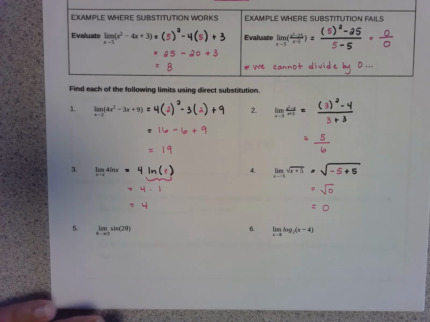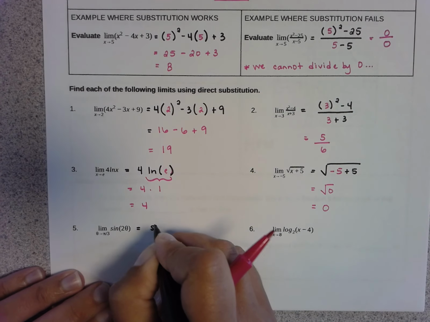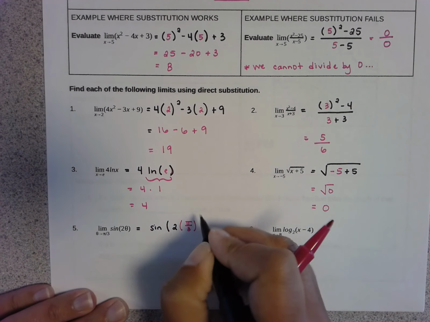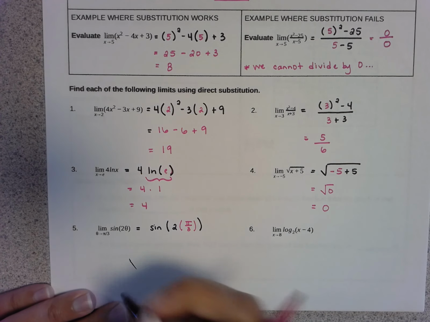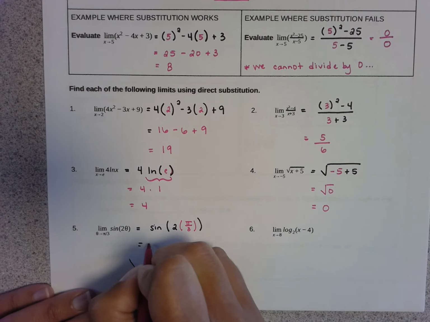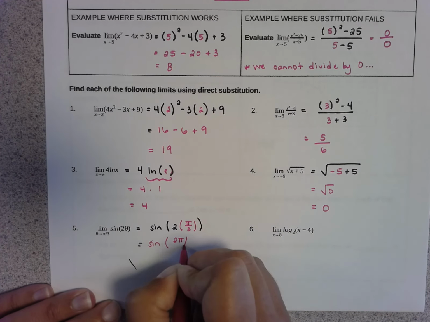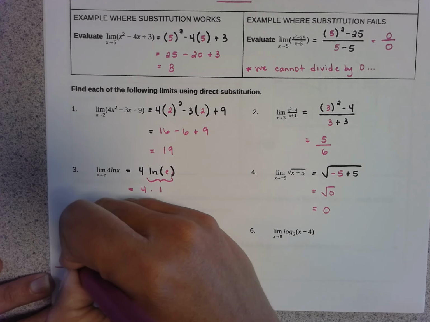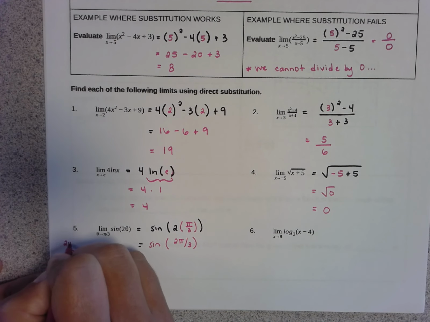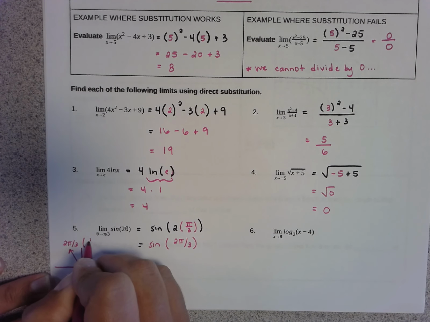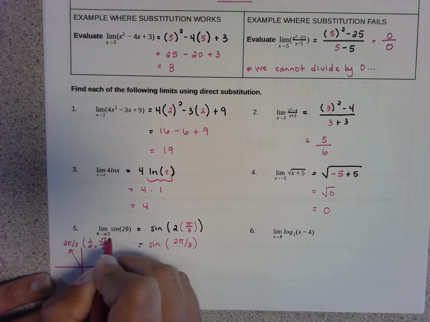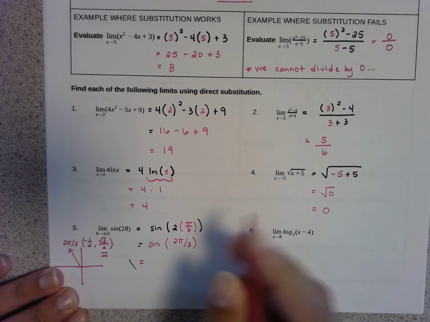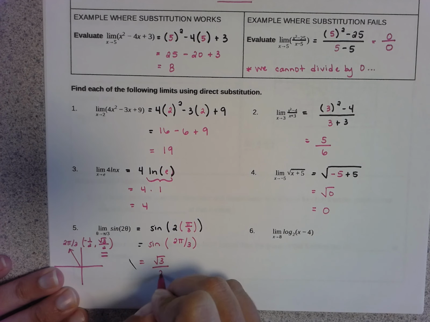For problem number 5, we're going to plug in pi over 3, so we would have sine of 2 times pi over 3. Now, that means that we need to evaluate the sine of 2 pi over 3. So to figure that out, you need to kind of think back to the unit circle. On the unit circle, 2 pi over 3 is right here. That's the angle. And the ordered pair there would be 1/2 comma the square root of 3 over 2, and the x would be negative because we went to the left. Sine is the y value, so I would just have the square root of 3 over 2.